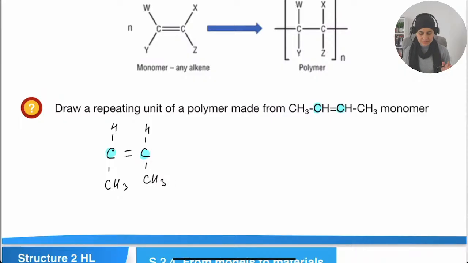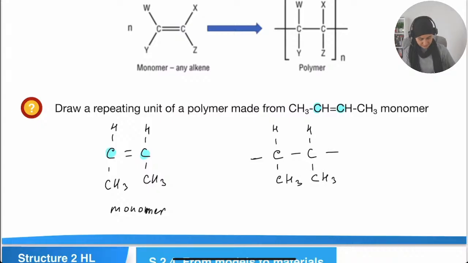I redrew it. That's my monomer, which I don't need, by the way. But I still redraw it because then it is easier to draw a repeat unit. Then I break the double bond, make it single, open it up on the sides, and that's it. And the rest I keep. Just identify the correct carbons that you need. These are the ones at the double bond. Okay, that's my repeat unit.